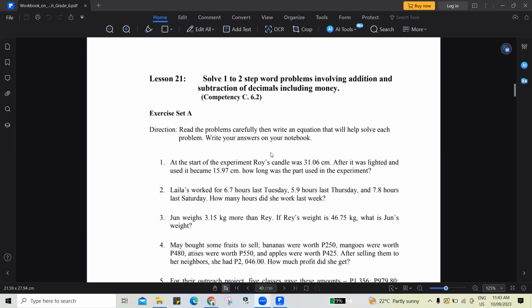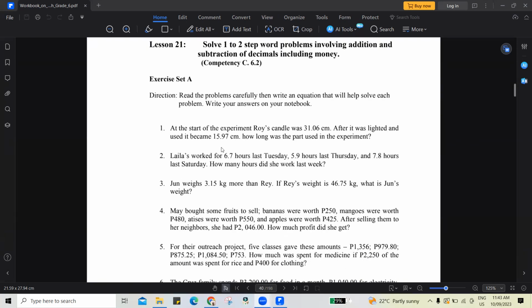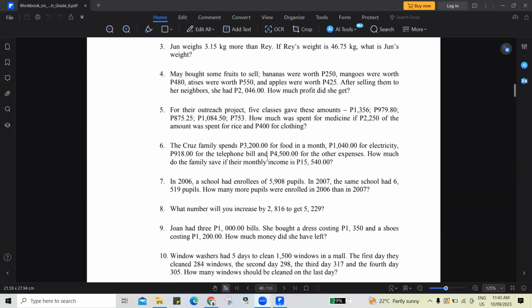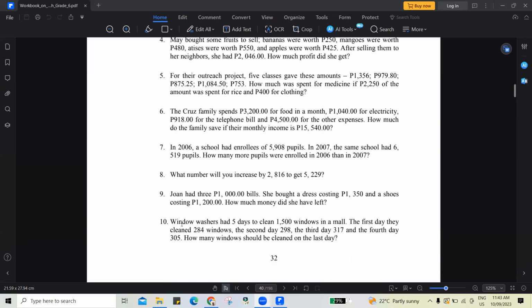Okay. And 21. We go for the 21, do one question. Solve the two-step word problem involving addition, subtracting, decimal, including money. Yeah, this one has addition, subtracting, and money, dollars. So peso. I think we go for a hard one. Yeah, try number 10. So for Lesson 21, try number 10. You read with me and do it now.